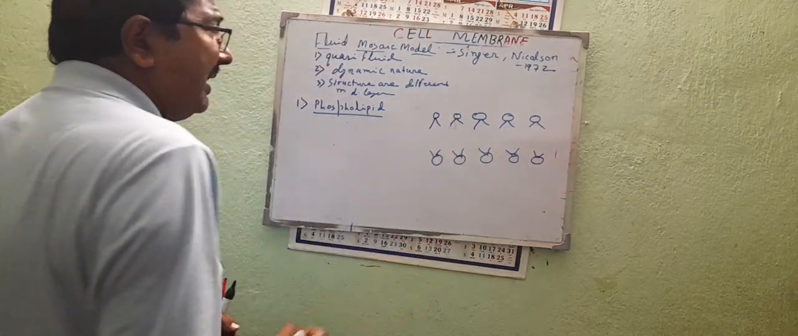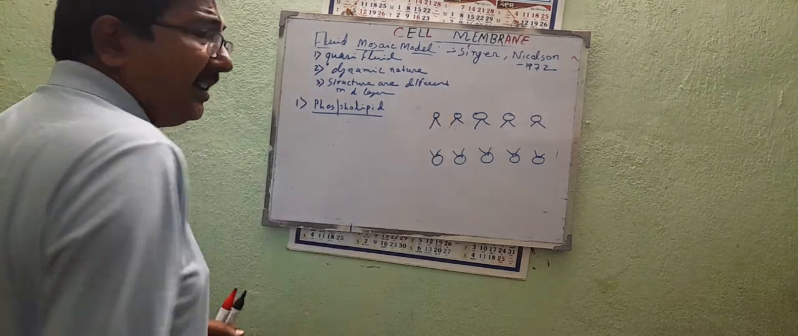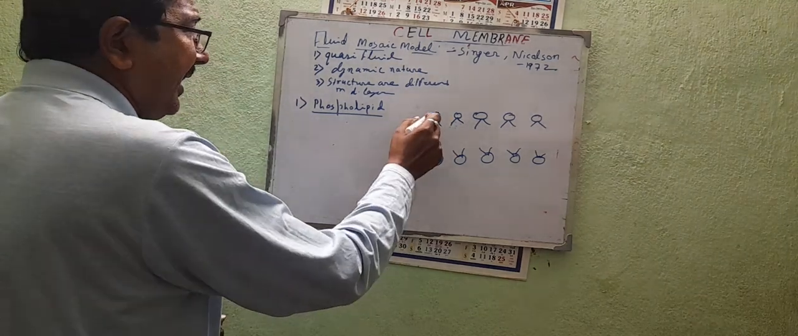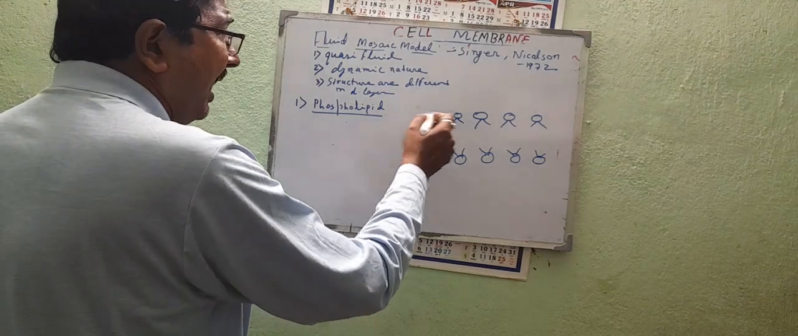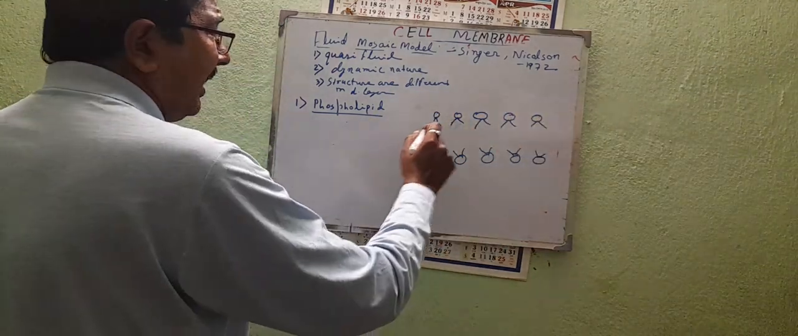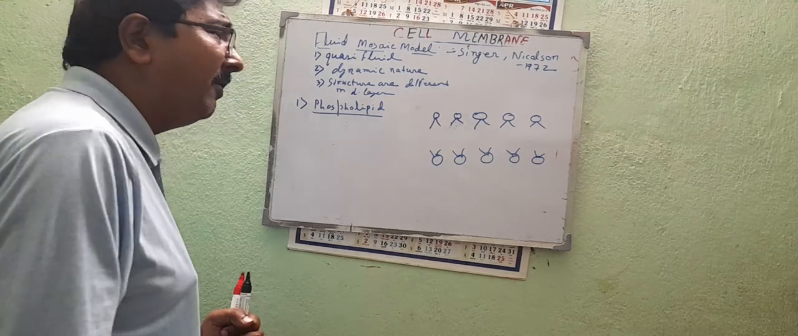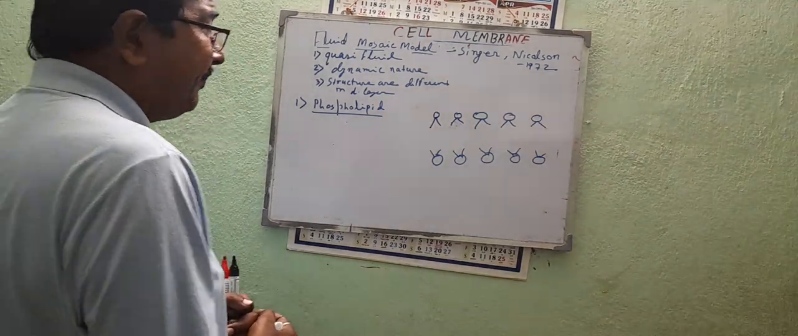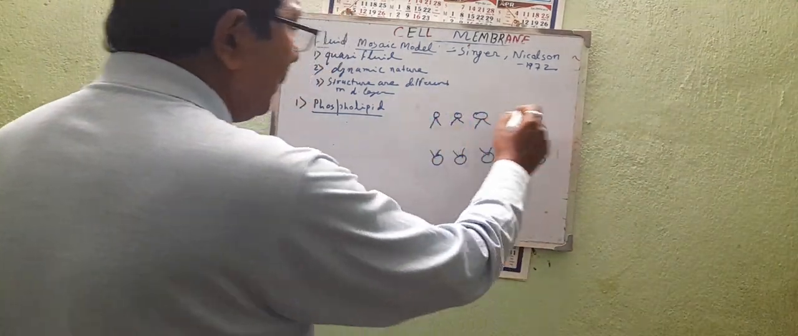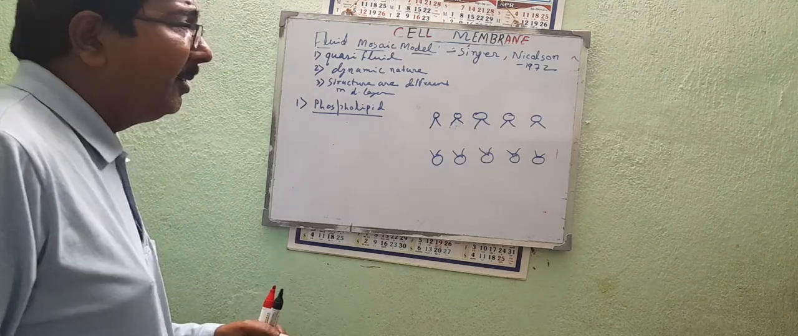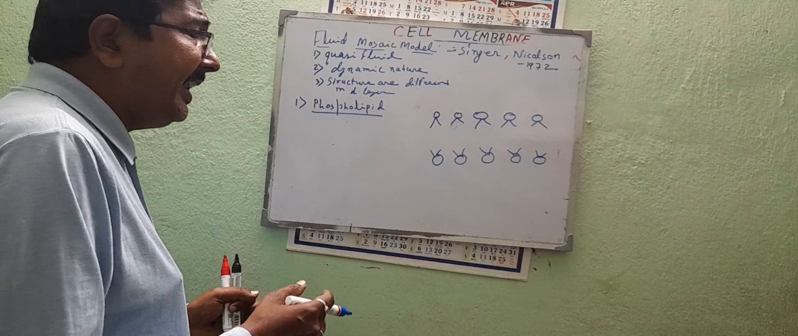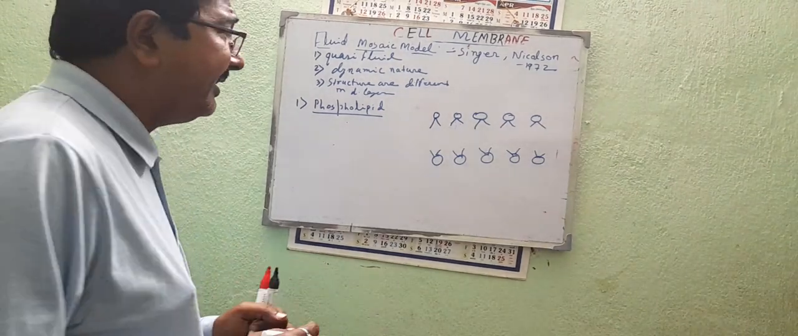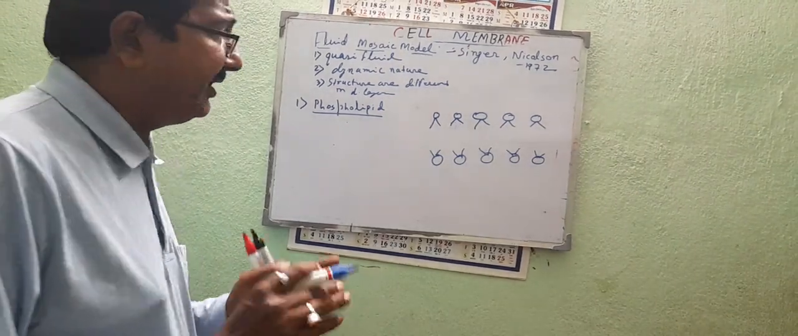This is the bilayer. This is the head part and this is the tail part. The head part is polar, and the tail is the non-polar part. The head part is the hydrophilic part and the tail part is the hydrophobic part. And this phospholipid provides the fluidity of the plasma membrane. Why? Because it contains unsaturated fatty acid, which is liquid in nature.